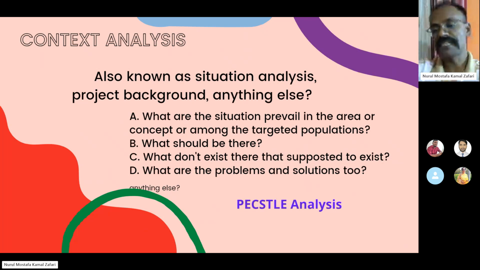So if you finish this PESTEL analysis, it means it is giving the donor a context analysis of the locality, of the population, of the intervention area or the intervention theme.